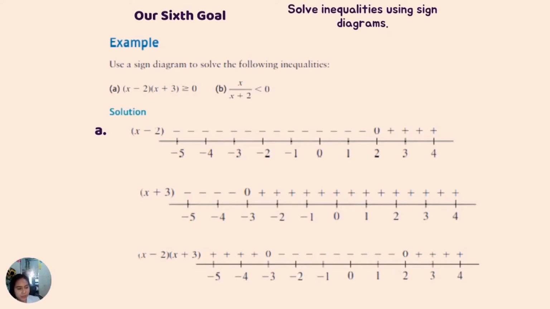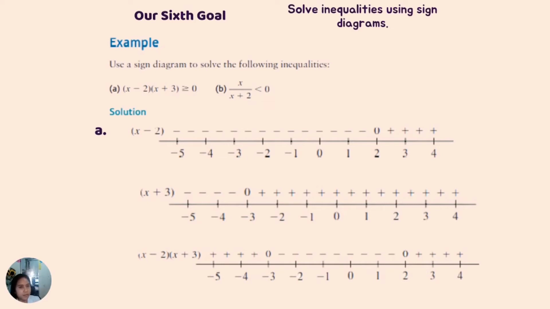And if we combine, we just put first the 0 on the first factor that we have. So we have x minus 2, and the 0 is on 2. And x plus 3 will be on the negative 3. So we just put first the 0 on those numbers. And that's the time we put positive sign on the left side of negative 3 and positive sign on the right side of 2. So that's the time we put negative sign in the middle of them.